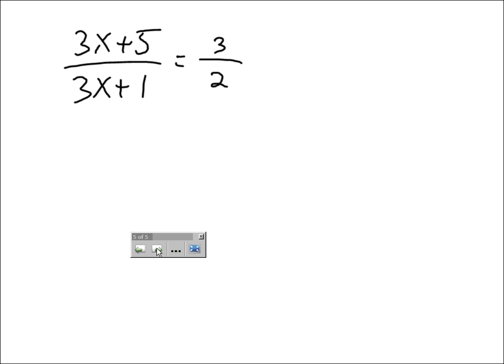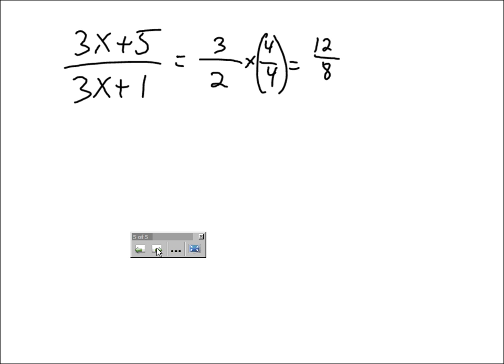What if you have 3x plus 5 over 3x plus 1? So the top is now 4 more. If this is equal to 3 over 2, the top on the right side is only 1 more. To get it to be 4 more, multiply by 1 as 4 over 4. 1 times 4 is 4. So now you have 12 over 8.